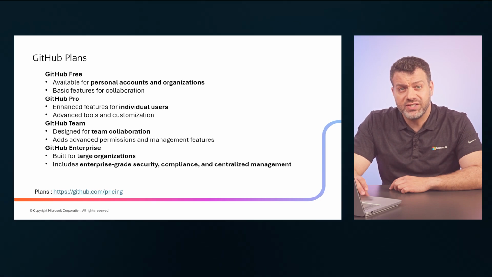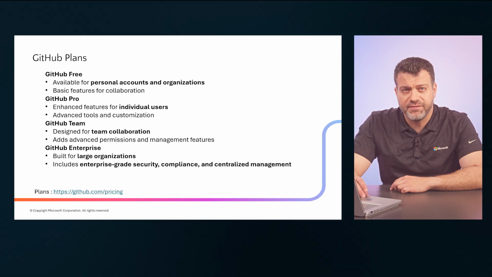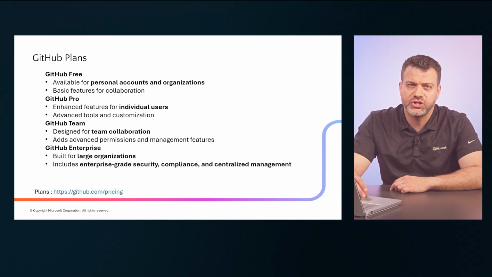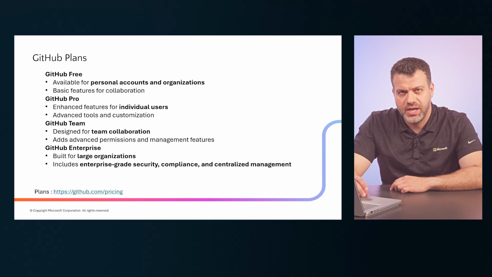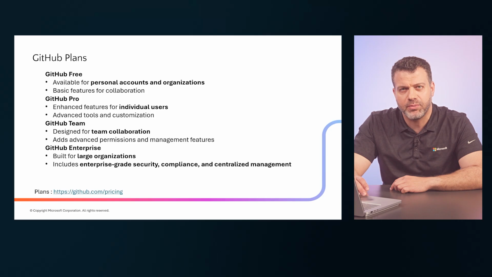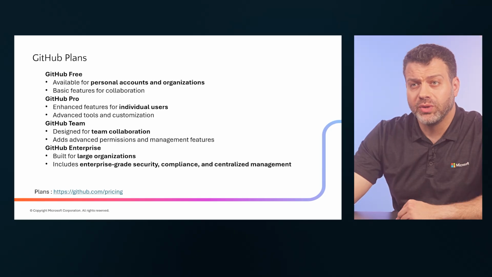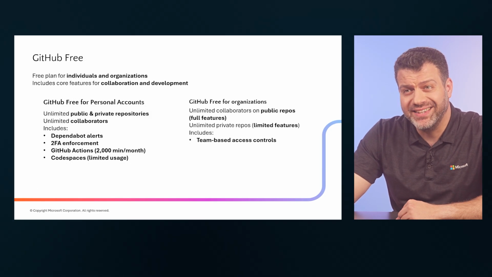It's also important to distinguish between the different account types and the different plans. Plans determine the level of features and capabilities that are available. For example, GitHub Free provides the core functionality for individuals or small teams. GitHub Pro adds advanced capabilities for individual developers. And GitHub Team is designed for organizations that need better collaboration and permission control. GitHub Enterprise is for large-scale environments, offering advanced security, compliance, and centralized management. So let's talk about those plans in detail.